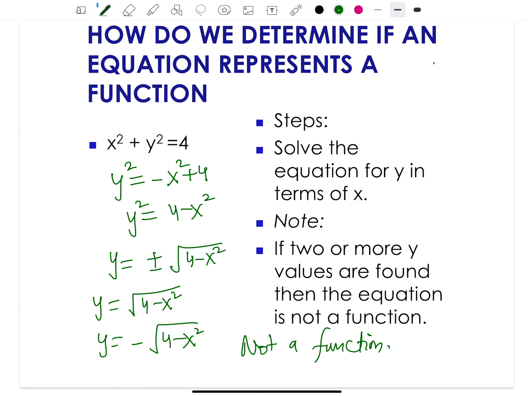Because if x is 0, then y can equal plus or minus square root of 4, which means 2, or y can also equal -2. So one input value is related to two different outputs, and that fails the definition of function. This is going to be not a function.